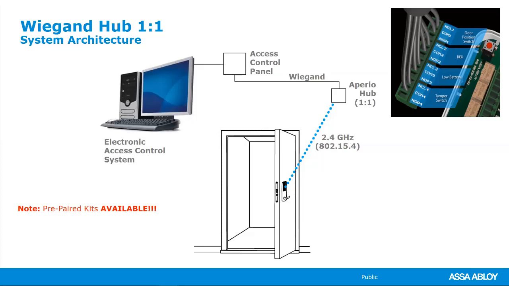As an added benefit, we make many prepared kits that we're going to get into here in a little bit, but the benefit to that is the hub is already prepared, so it's mated to that locking device. So all you have to do is wire the hub up, install the lock, and you can go right into your access control system and program that door or cabinet or server lock right into your access control system.